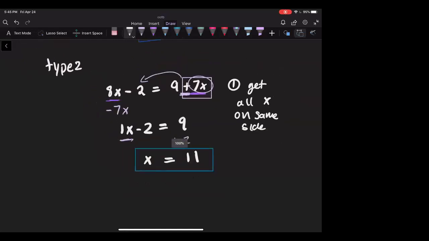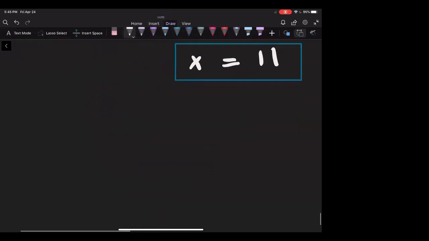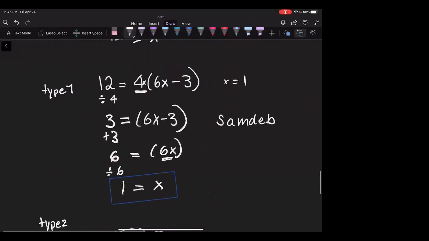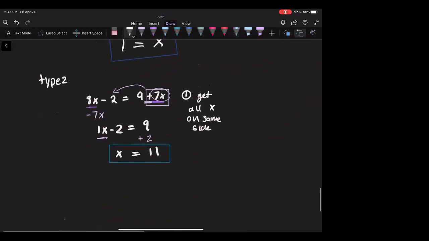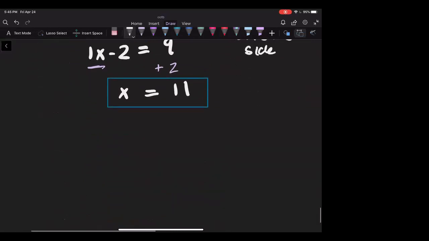Did that make sense, Azaria? Yeah. Okay, don't worry, I'll do a couple more examples. So that's this. So we have the first type, where there's just one x value, and the second type, where there's a bunch of x's. Okay, let's do another one. Let's do this.